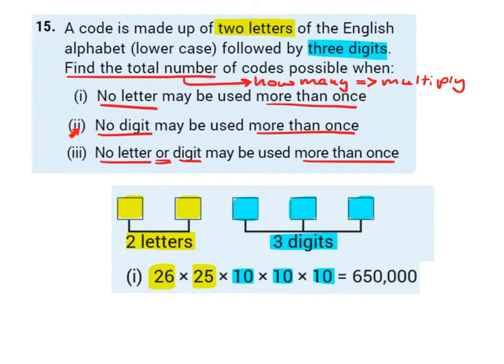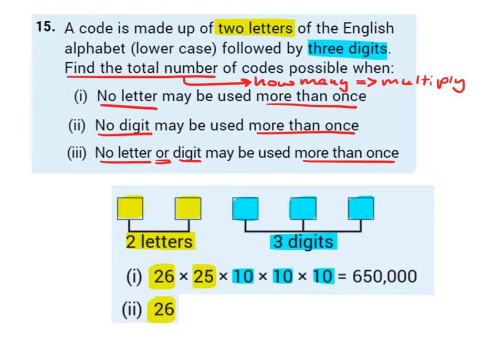Question 2. So how many codes are possible if no digit may be used more than once now? So no digit. It doesn't say anything about the letters, so presumably we can repeat the letters. So we're going to use the same boxes again. So we're going to have 2 letters and 3 digits. So remember, this time the digits cannot be repeated, but the letters can. So how many letters in the English alphabet? There's 26, so we start off with 26.